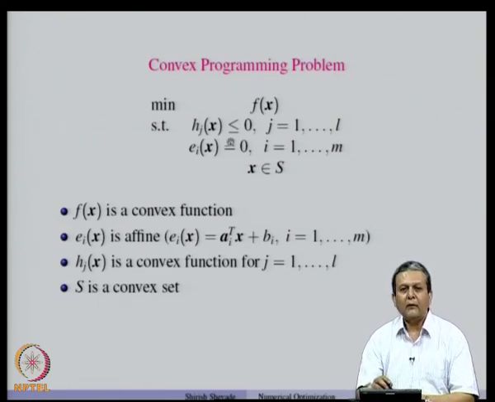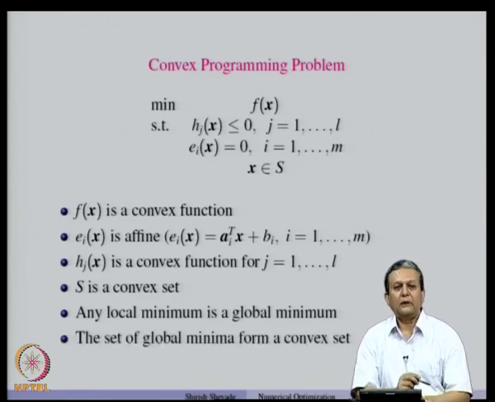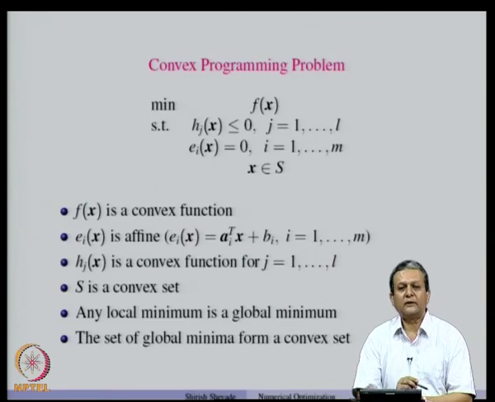Sometimes when one wants to maximize a concave function, subject to a convex set, that problem also can be written as minimization of a convex function, because maximization of a concave function is the same as minimization of the corresponding convex function. So, such problems are called convex programming problems, and for such problems every local minimum is a global minimum, and the set of global minima form a convex set.